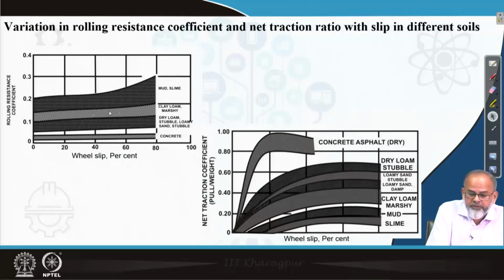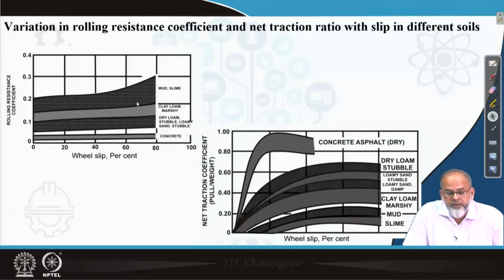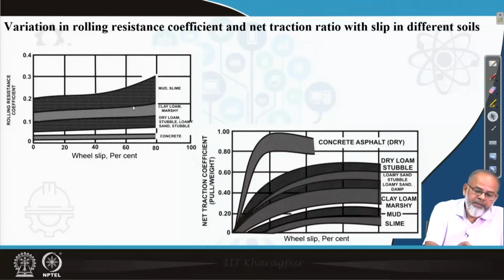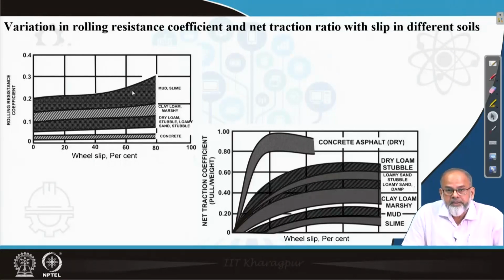And clay loam also. But in case of mud or slime, you can see the coefficient of rolling resistance is increasing with increase in slip. That means in a soft soil, there will be sinkage of the wheel, and there will be accumulation of soil in front of the wheel. Because of that, we require more power to overcome those obstructions. That's why the rolling resistance increases, hence the coefficient of rolling resistance increases.